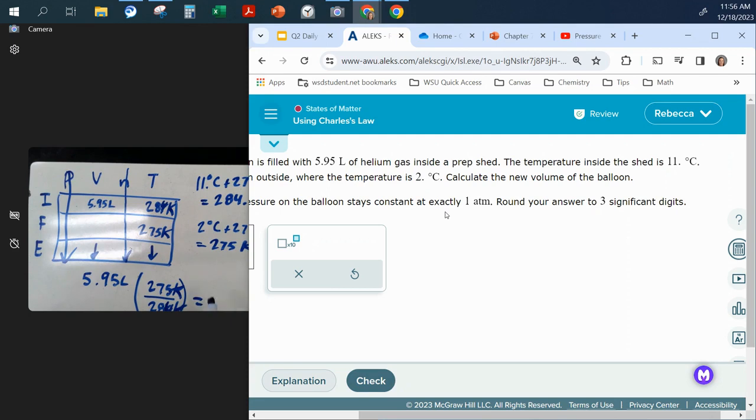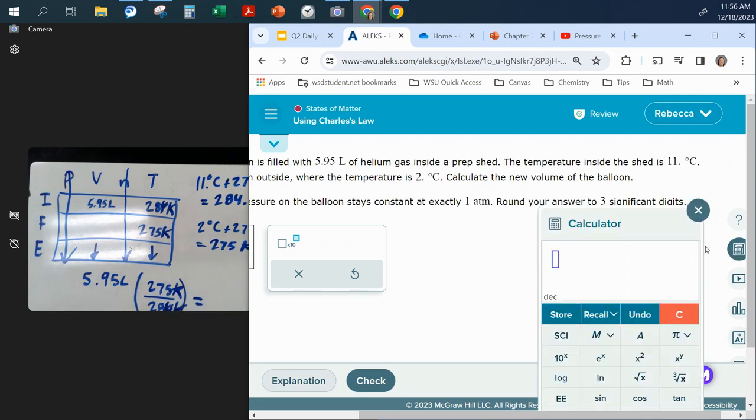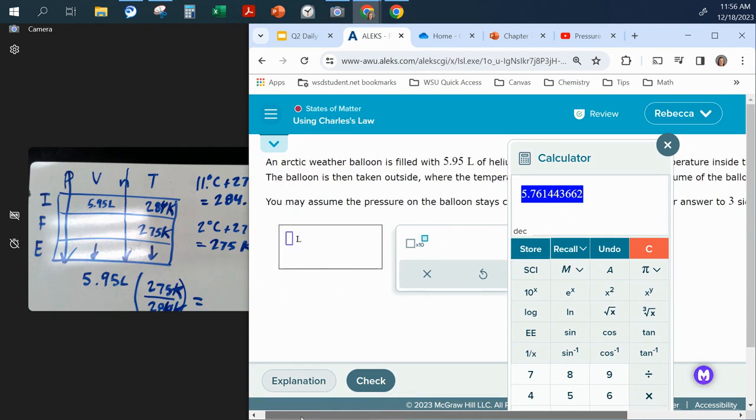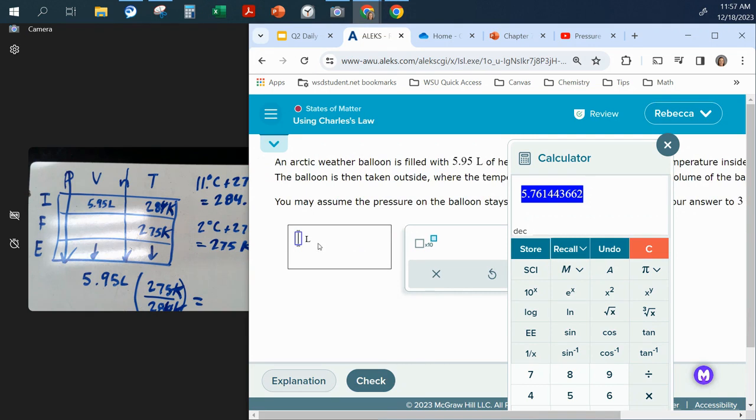Kelvins cancel out, we get liters. So 5.95 times 275 divided by 284. And again, everything had 3 sig figs after we converted to Kelvin. So remember, make sure you convert to Kelvin and then you can look at sig figs. So our volume will be 5.77. Oops, that's a 7.